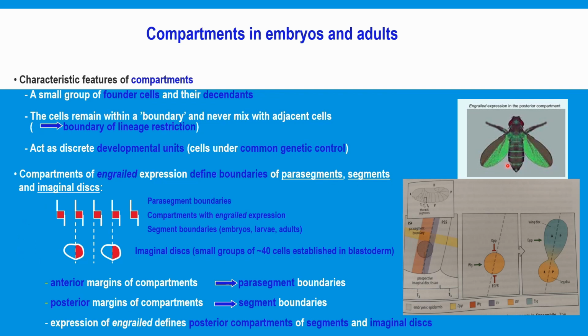Here we see a fly with, it could be an engrailed GAL4 driving expression of UAS-GFP, and we see its expression in the posterior segments in the abdomen and in the posterior portion of the wing, as well as the posterior parts there of the thorax.